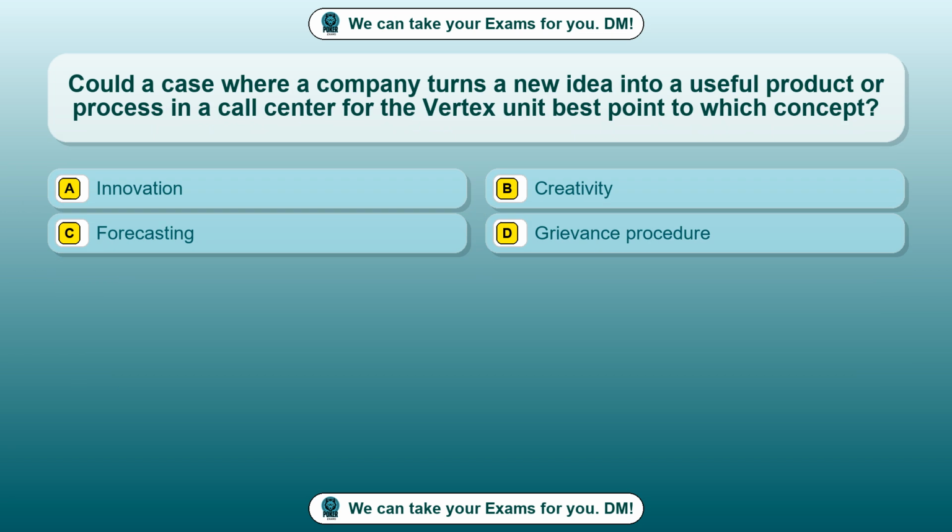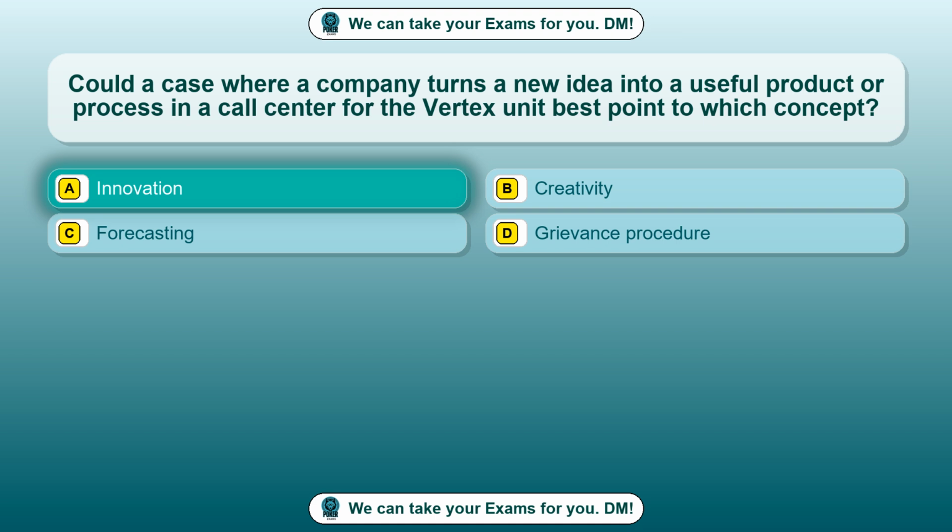Question 6. In a case where a company turns a new idea into a useful product or process in a call center for the Vertex unit, which concept does it best point to? Option A. Innovation. Option B. Creativity. Option C. Forecasting. Option D. Grievance procedure. The correct answer is option A.